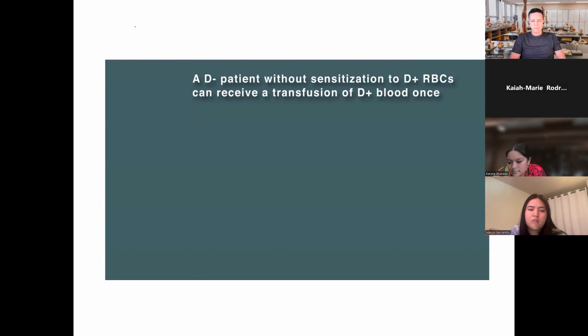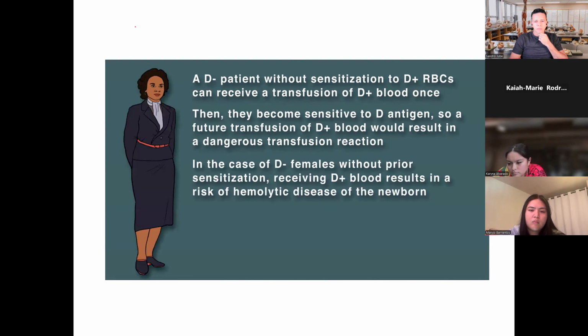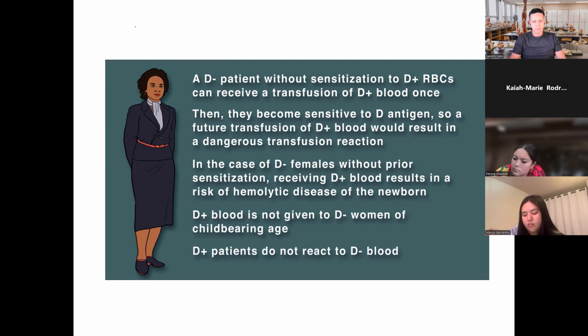So a D-negative patient without sensitization to D-positive red blood cells can receive a transfusion of D-positive blood once. Then, they become sensitive to D antigen, so a future transfusion of D-positive blood would result in a dangerous transfusion reaction. And, in the case of D-negative females without prior sensitization, receiving D-positive blood results in a risk of hemolytic disease of the newborn. Hence, Rh D-positive blood is not given to D-negative women of childbearing age. Meanwhile, D-positive patients do not react to D-negative blood. The same kind of matching is done for other Rh antigens.